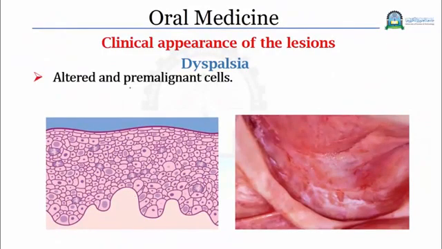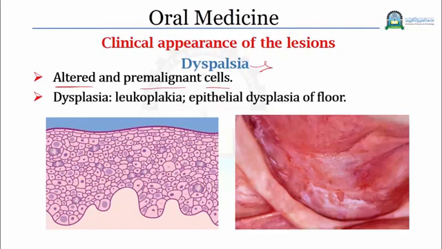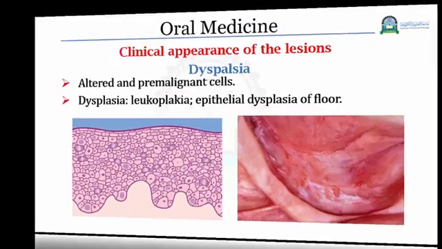Dysplasia: altered premalignant cells. Dysplasia is very important to understand. The histopathological results of the biopsies mainly explain the dysplastic changes of the tissue. In this picture we had a leukoplakia. By biopsy, the histopathological report mentioned that there is epithelial dysplasia of the floor of the mouth, due to leukoplakia. So this leukoplakia has dysplastic changes, so it is on the way to transform to a malignant lesion.